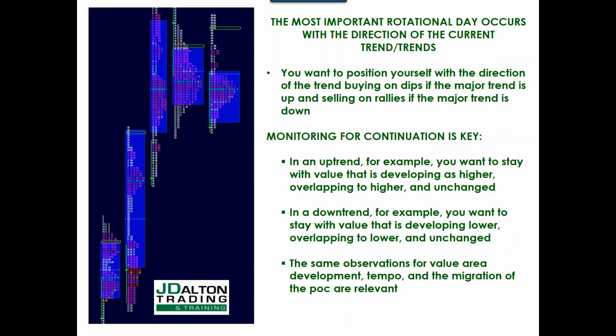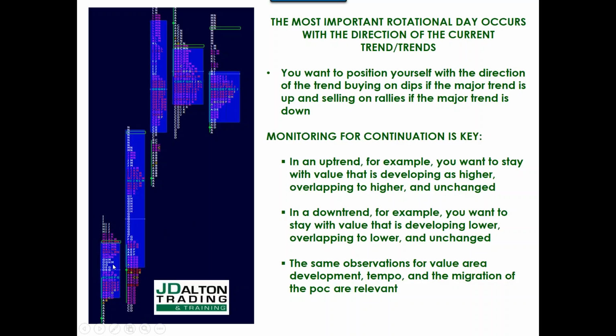Third type of rotational day. So we talked about a rotational day that is a very mild rotational day where it's an inside balancing rotational day. Secondly, we talked about a rotational day that occurs within a trading range, or fairly well-defined trading range. Those characteristics of the first type and second type are entirely different. The third type of rotational day occurs with the direction of the current trend or trends. The days you're looking at here, the daily, weekly, monthly trends were all up.